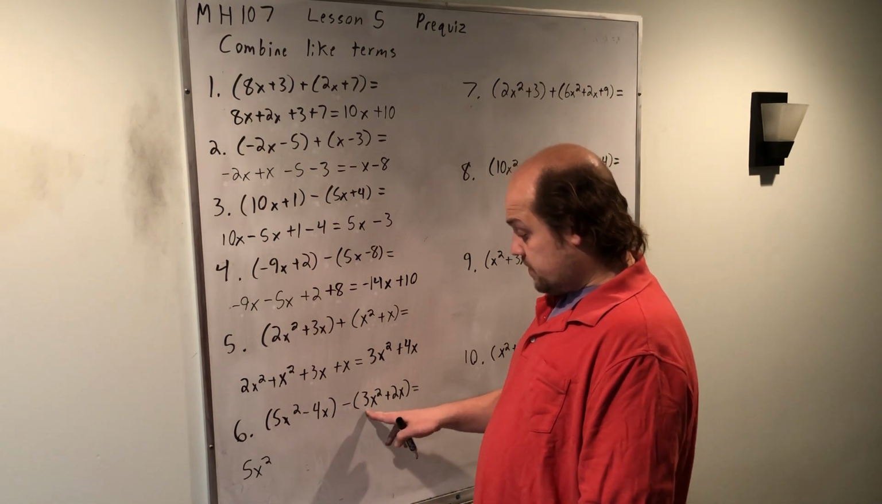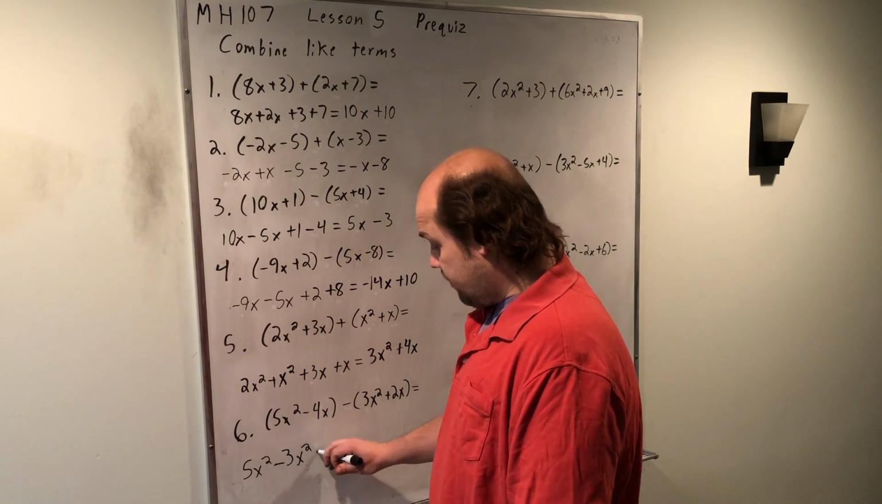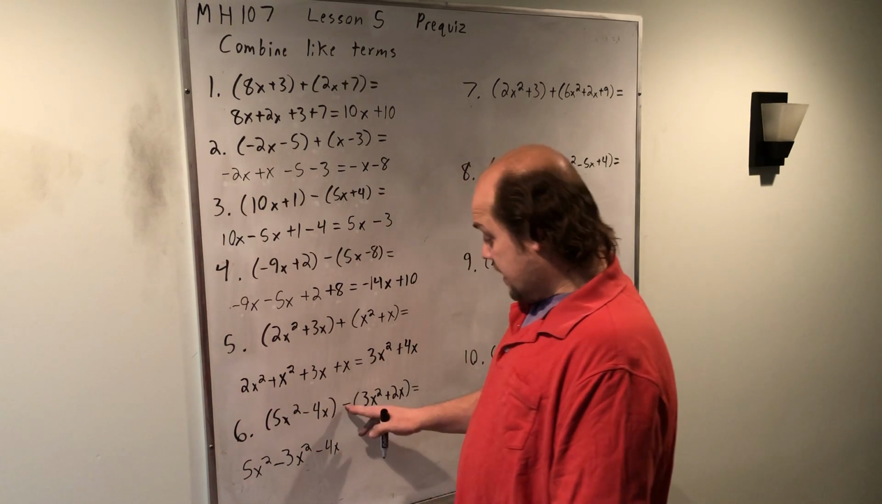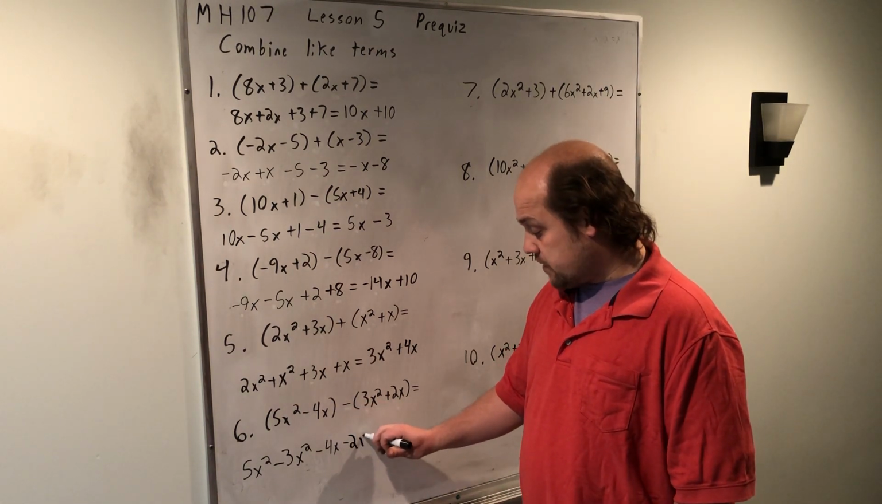So the negative times this 3x squared gives me negative 3x squared. The negative 4x can just come down. Negative times a positive 2x gives me a negative 2x.